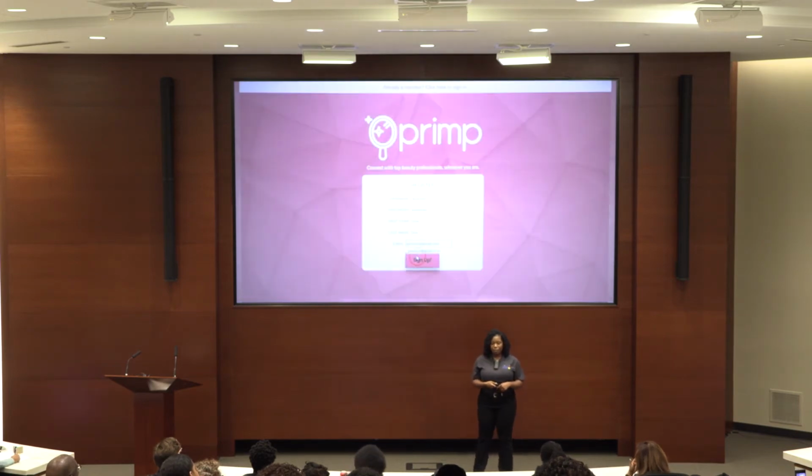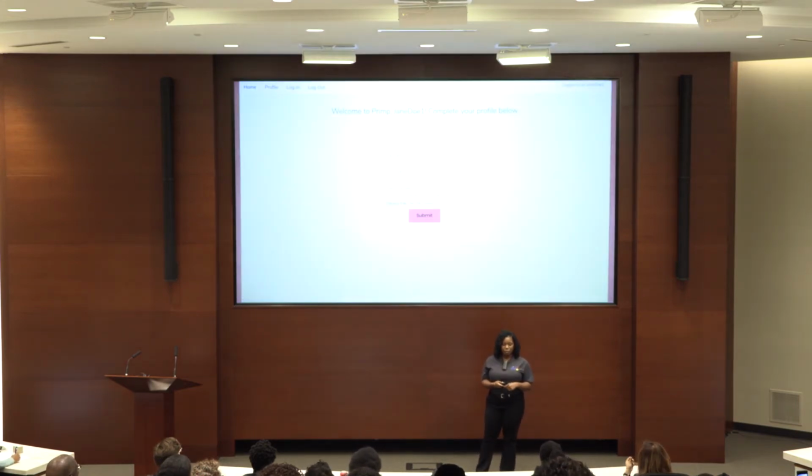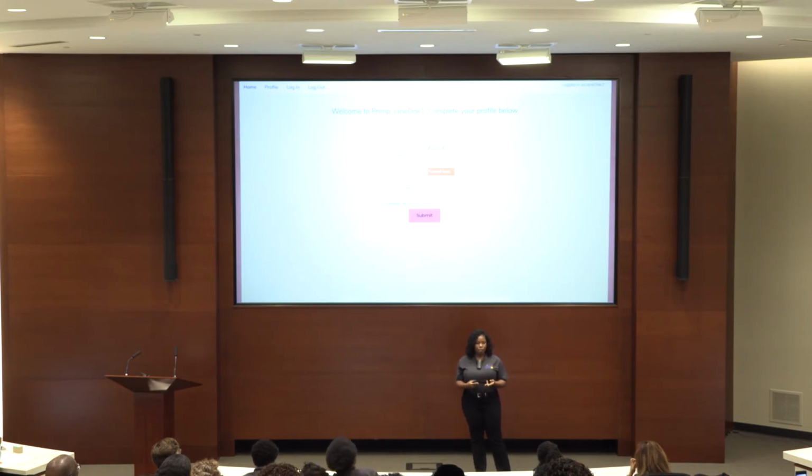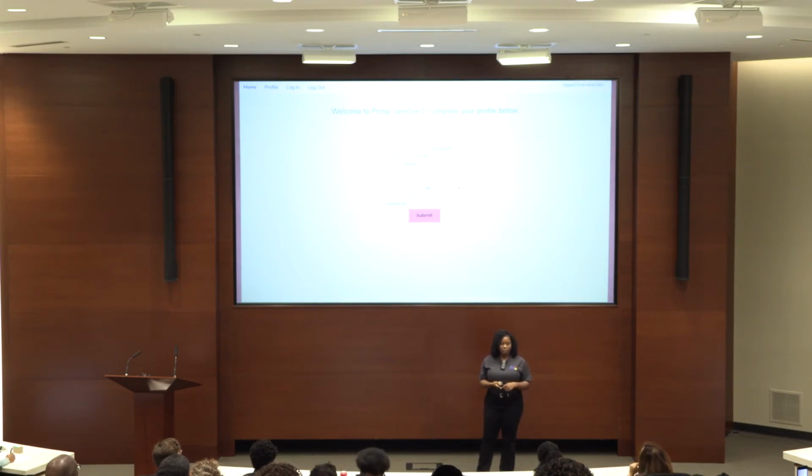Once a user creates an account, they'll come to this page for their profile. They can create a profile for a personal account or a professional account if they are a stylist wanting to put themselves on the map. At any time, they can come here and edit their address, add a profile picture, and add their date of birth as well.